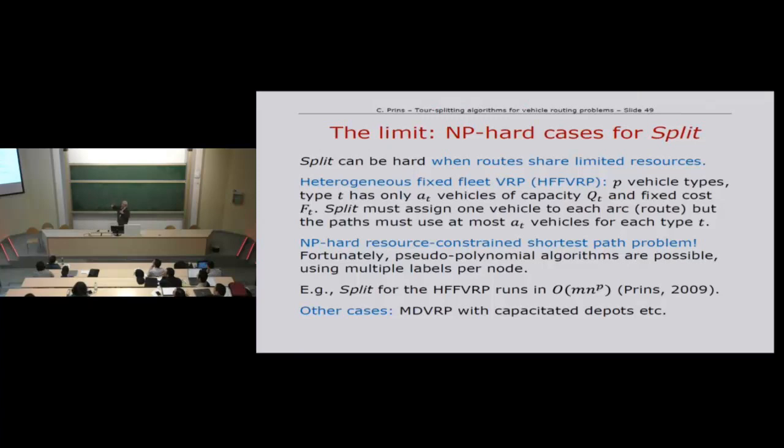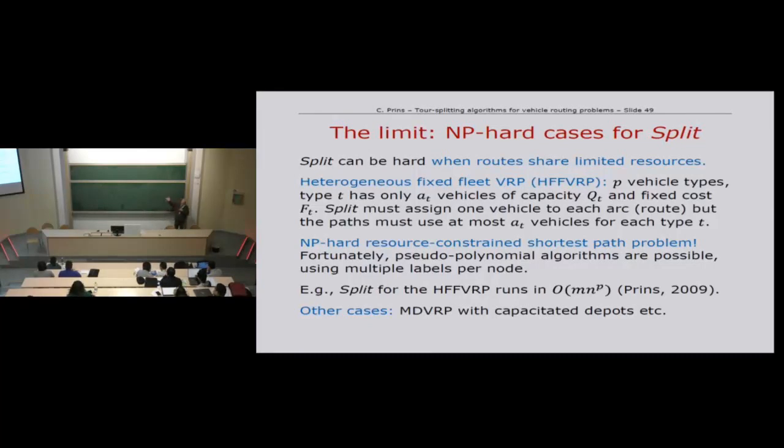algorithm, shortest path algorithm with multiple labels per node. So for instance, for this problem with P vehicle types, we can solve split in O(M·N·P), where M is the number of arcs in the auxiliary graph, N the number of customers, and P the vehicle types. So for fixed P, I like this kind of cheating. For fixed P, it's polynomial.